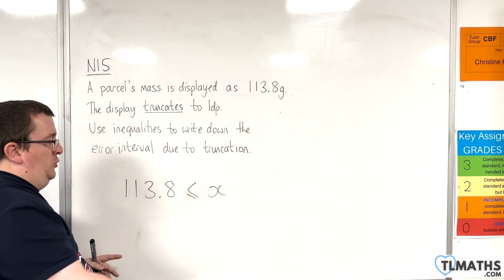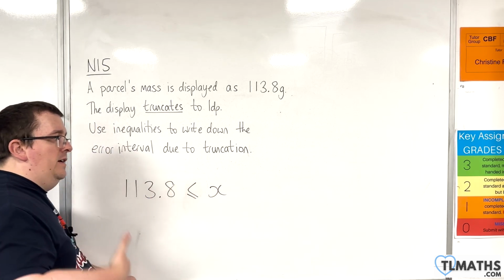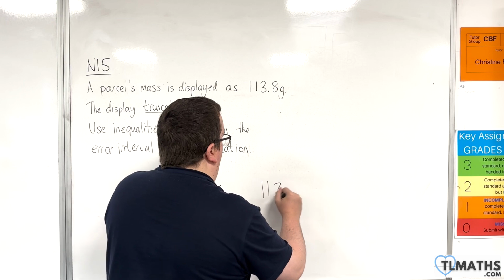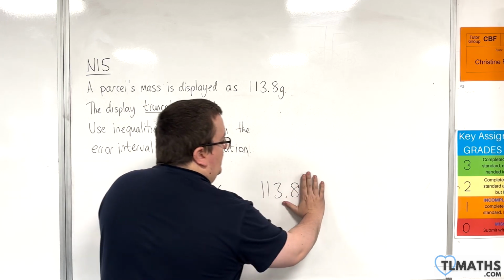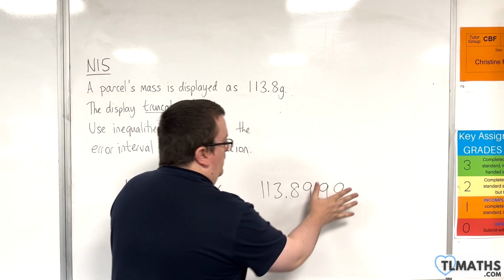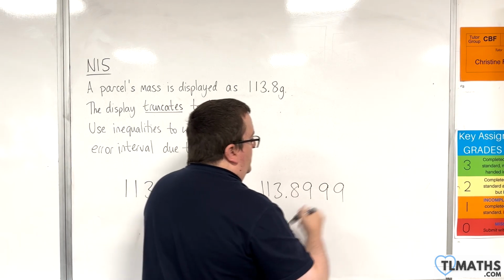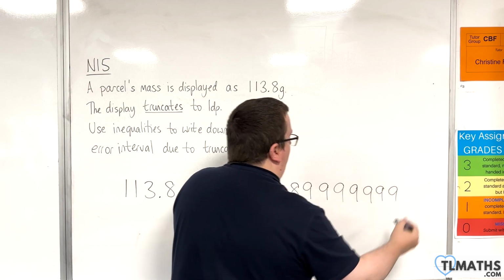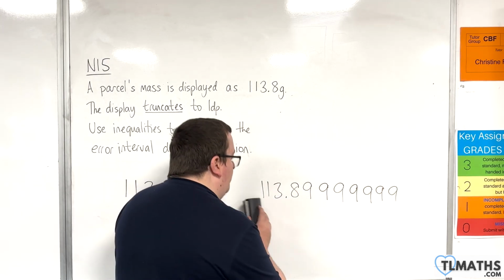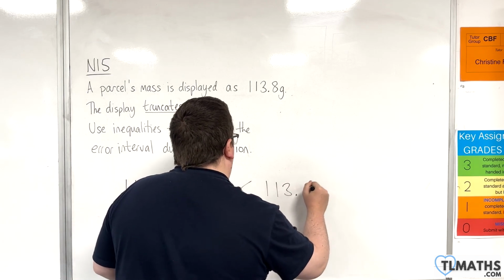Now what is the largest it could be? Well, it could be 113.82, 113.83, 113.85, 113.87, 113.89. Okay, so 113.89 would truncate to 113.8. If it was 113.8999, all of that would go. It would truncate to 113.8. Okay, so I can't actually write down the largest value it could be because I could just keep on adding 9s there. So it has to be a value less than 113.9.